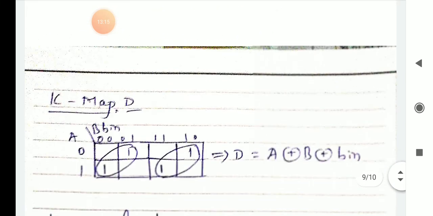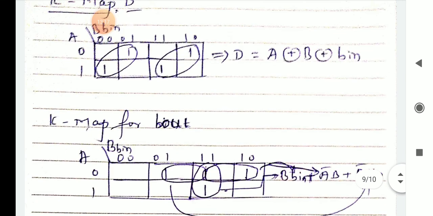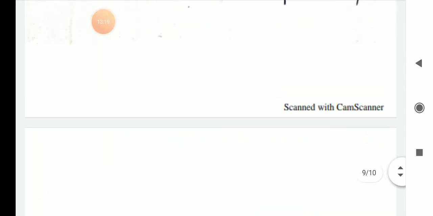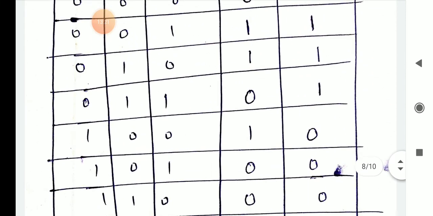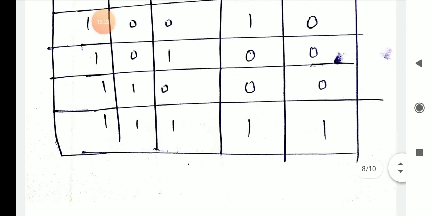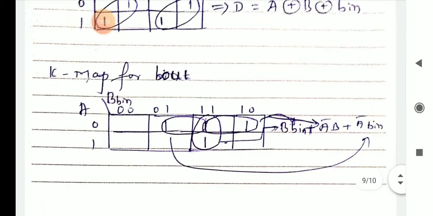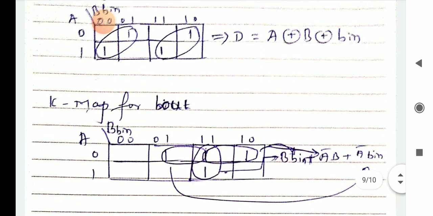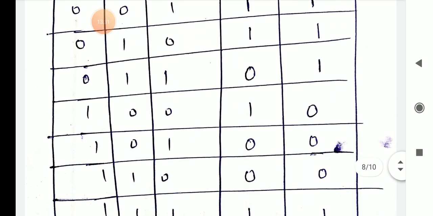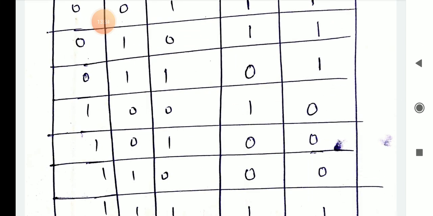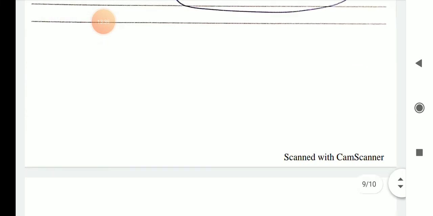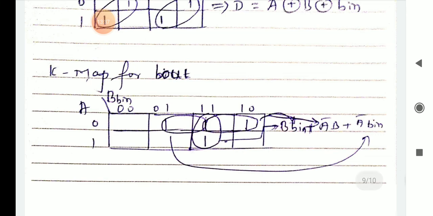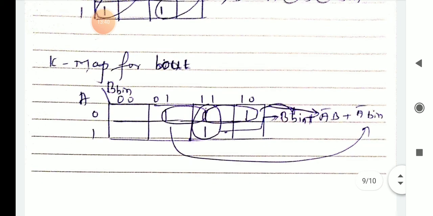A is 0 and B Bin is 0 1, so you can place 1, the first one. Second one is 010. 0 is A, 1 0 is B Bin. Here is 1 0, with 0 there, so you have to place 1. Next combination 011, B Bin is 1 1, A is 0, so you can place 1 here.